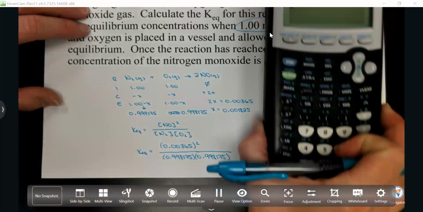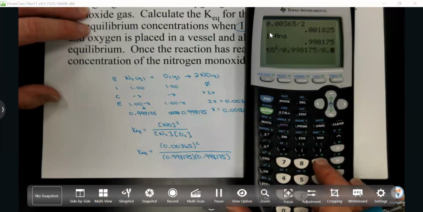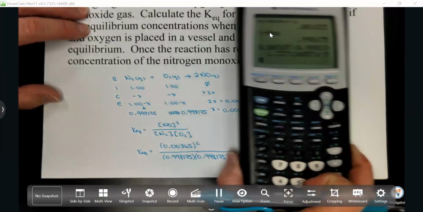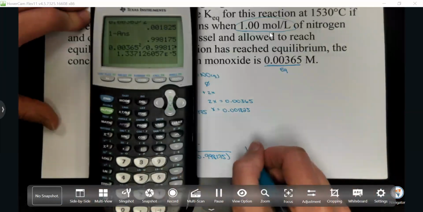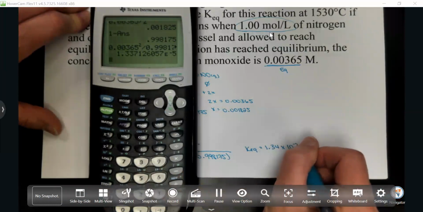And so I'm going to take my 0.00365 squared. I'm going to divide it by 0.998175 divided by 0.998175. And I get 3 sig figs, so I would round my answer for KEQ to 1.34 times 10 to the negative 5.